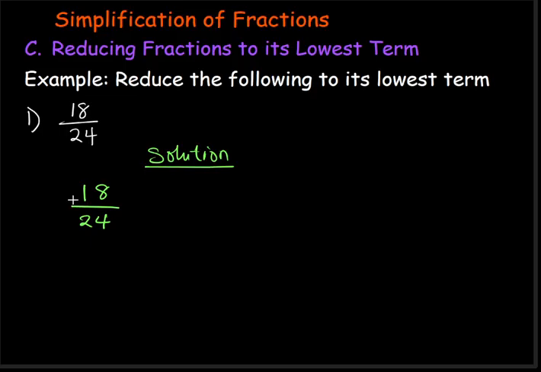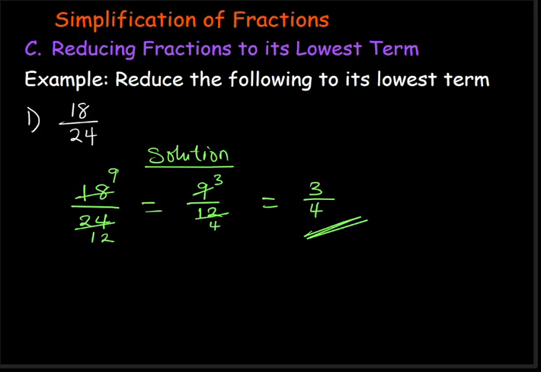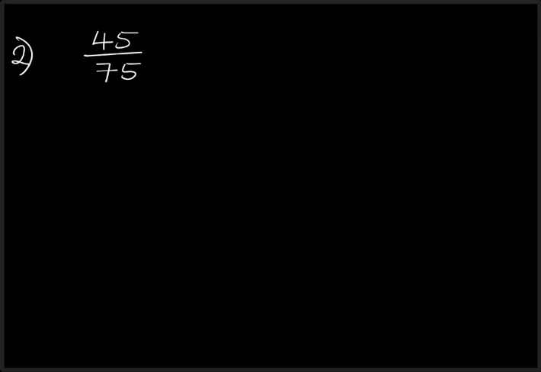So these are even numbers, meaning two can divide them. 2 into 18 will give us 9. 2 into 24 will give us 12. So this is equal to 9 all over 12. And then we have 9 and 12. 3 can divide them. So 3 into 9, 3, 3 into 12, 4. So we get to a point where we have 3 over 4. At this point, I believe nothing can divide the numerator and the denominator. So we move to the next question.